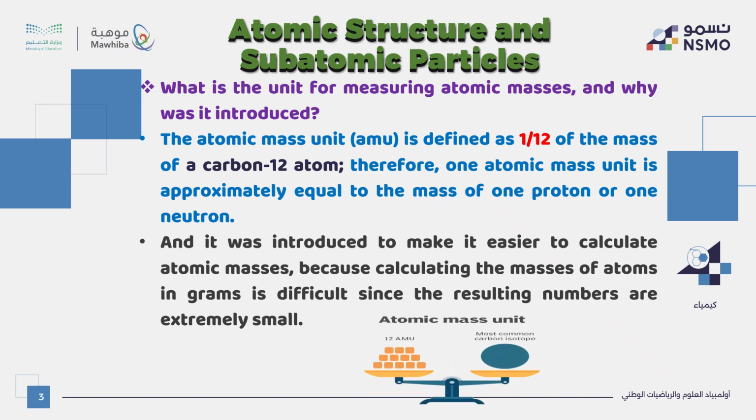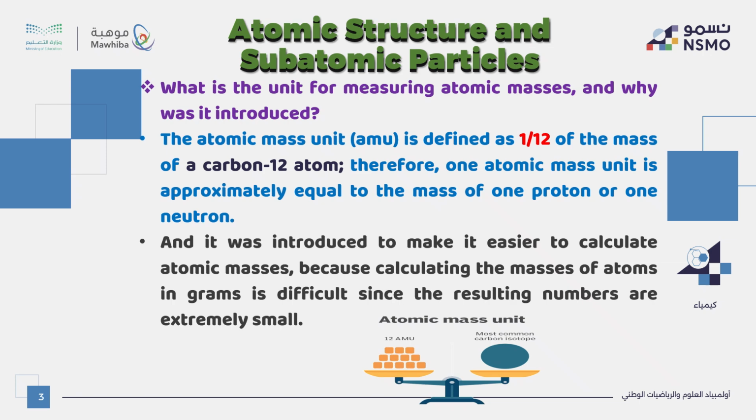This means that 1 AMU is approximately equal to the mass of one proton or one neutron. The atomic mass unit was introduced because measuring atomic masses in grams is very difficult, since the values are extremely small. For example, a hydrogen atom, which has one proton, is about 1 AMU.